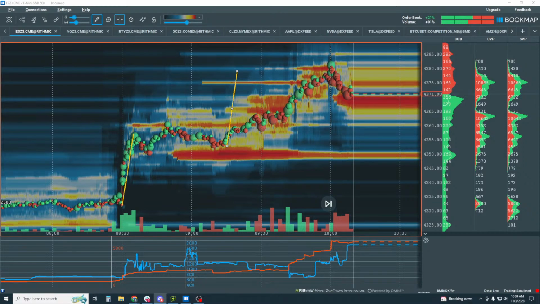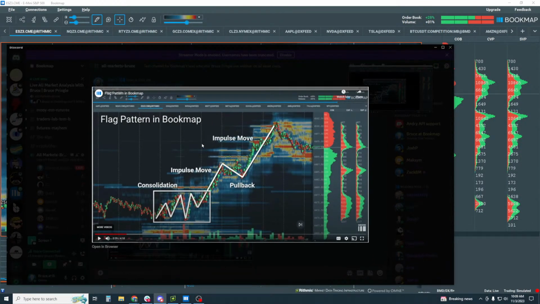This looks like a screenshot from the flag pattern in the strategies, setups and setups playlist in our learning center. This is really important. There's two things. Actually, we don't have much of a consolidation period in this case, Rob. What we have instead, and these are where the subtleties make all the difference.